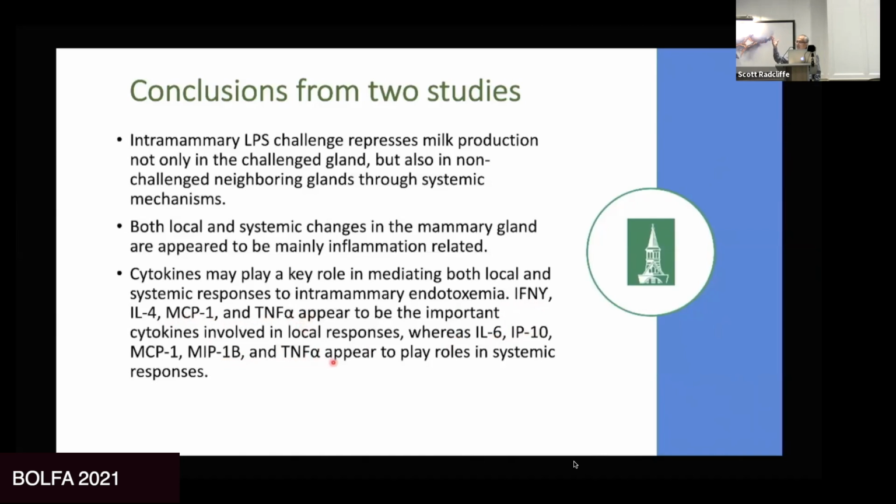So back to our purpose, we want to identify the mediator responsible for systemic effect and local effect. So what did we come up with? Did we find them? No, not yet. But that provides good candidates for us to do further experiments. Currently, we are treating the cells with different cytokines or combinations of cytokines to see the effect on milk synthesis. Hopefully we can also do animal studies to interfere with those different signaling pathways to see what happens in LPS or mastitis cows.